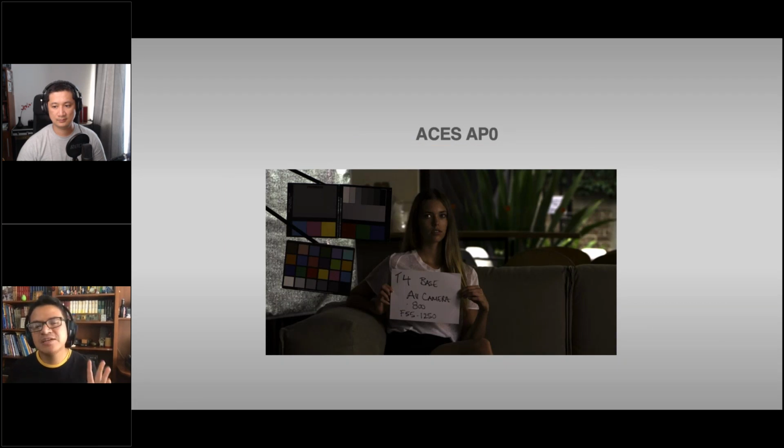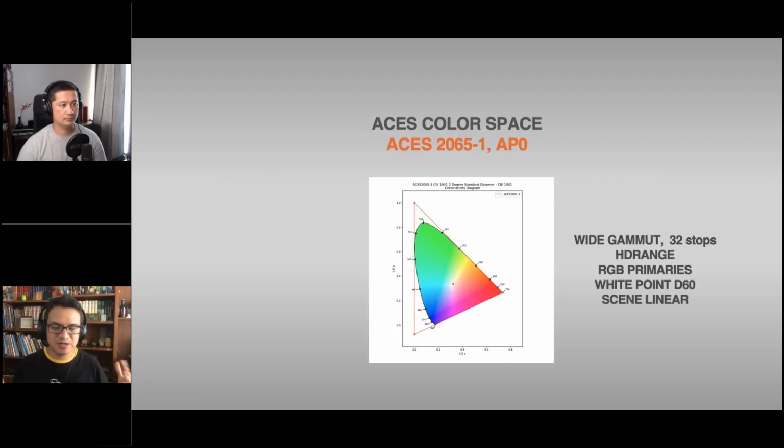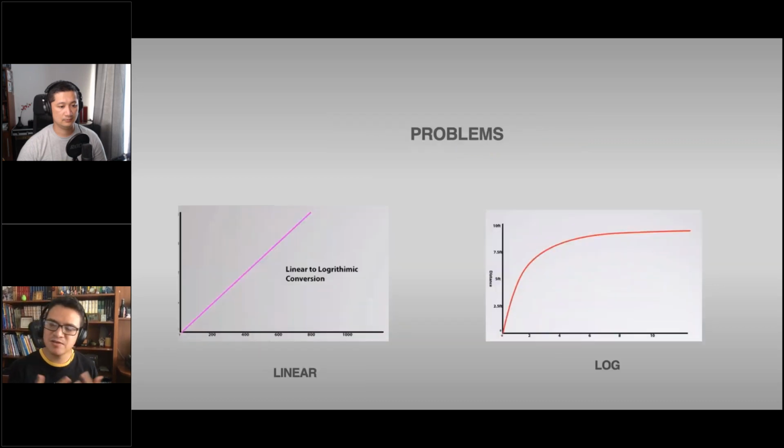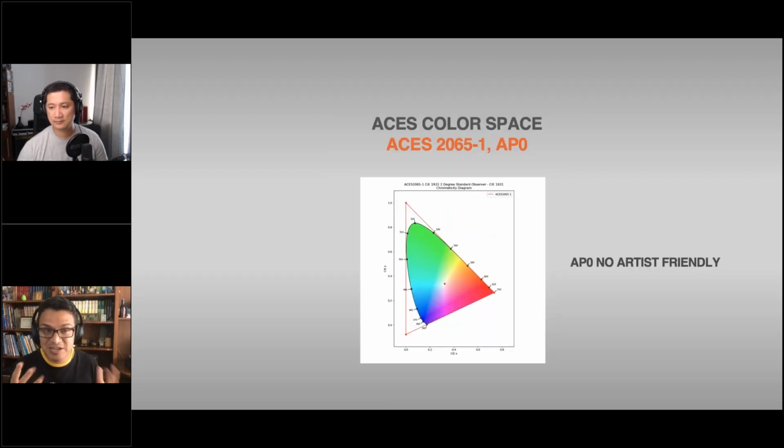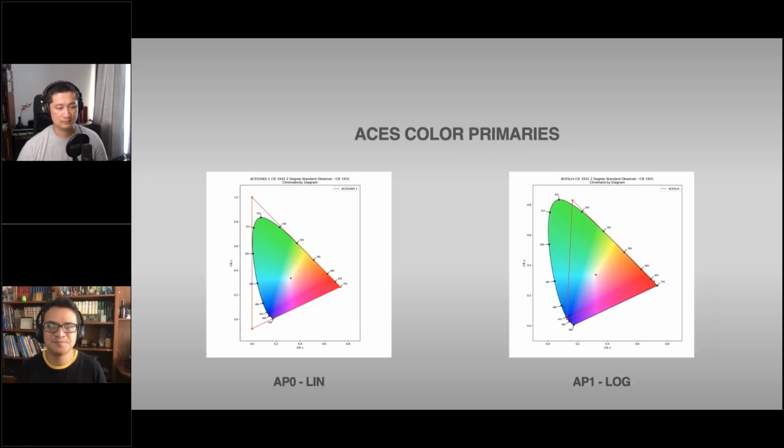But okay, we have this color space that is so wide, which is great because it holds all the information, but the Academy found that it's not actually the best for working. Why? Because in many of the cases, the colorist is used to work in log. And also the three primaries are not aligned as the colorists are used to. And also because it's so big, they have some problems. So they created another color space. This color space, especially ACES 2065-1 AP0, is not artist friendly. So based on that, they created another color space.